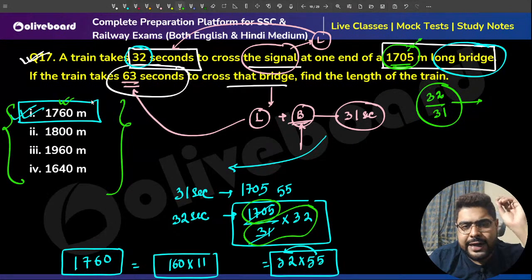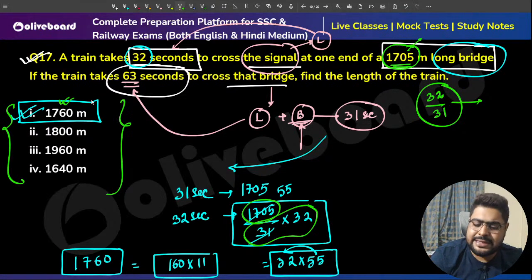Again, do not get into formulas and stuff. Again, this is a very simple concept. Keep it simple.